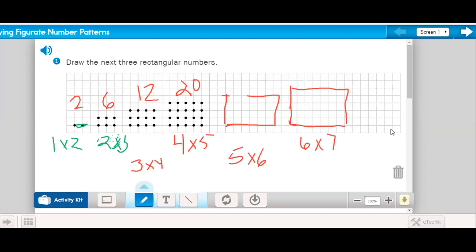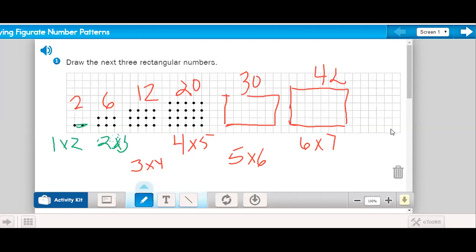I only did the next 2 because I don't have enough room here. But if we follow this pattern increasing by 1 in our rows and columns, it would be 5 times 6, which is 30. And then 6 times 7 is 42. The next one that you should have drawn would be 7 times 8, and that is 56.